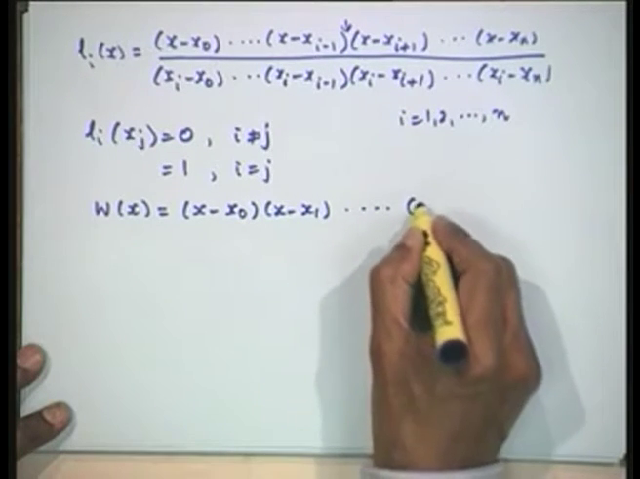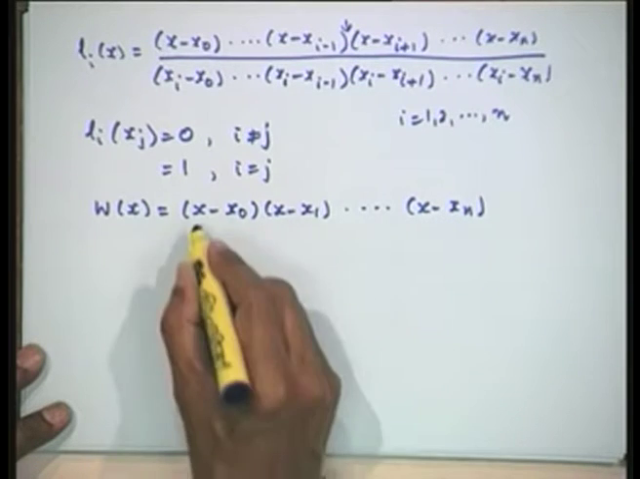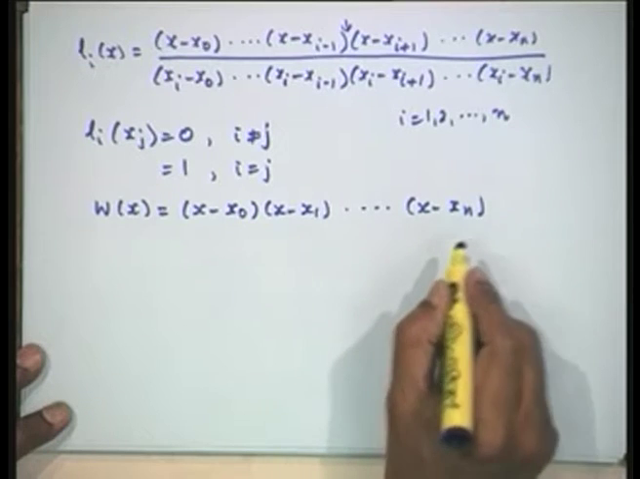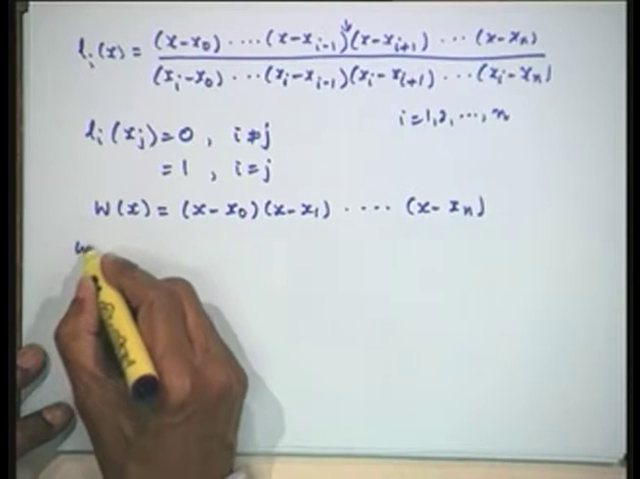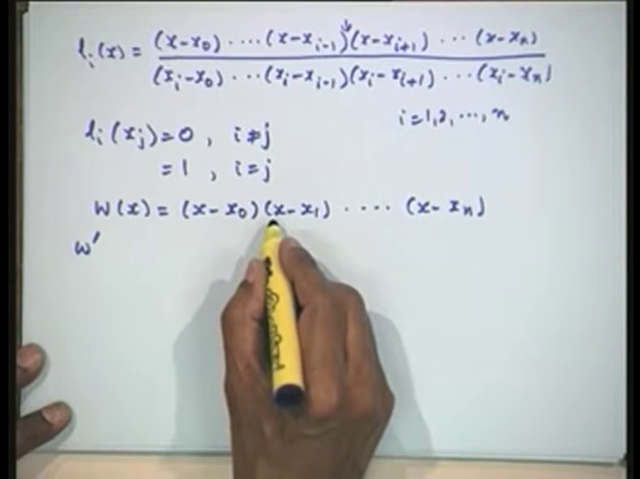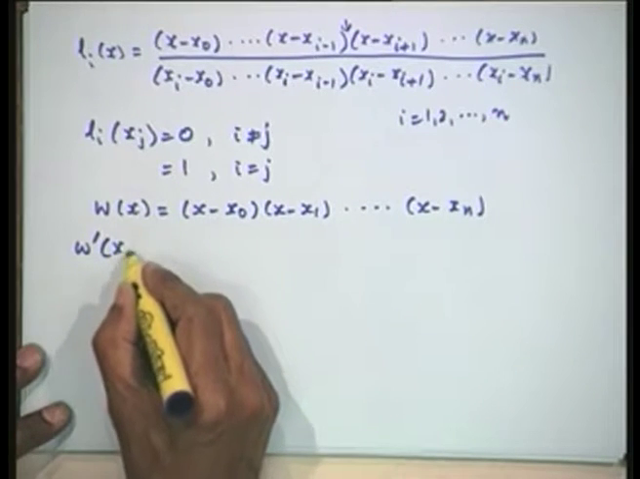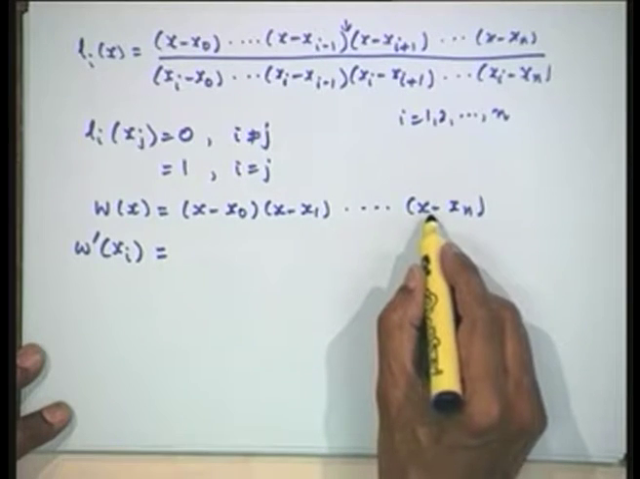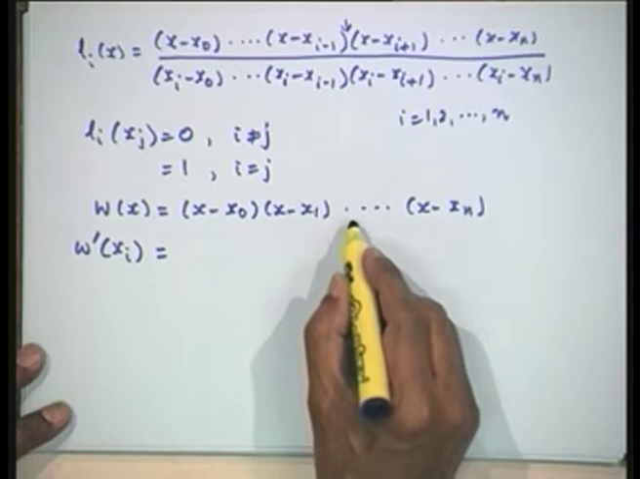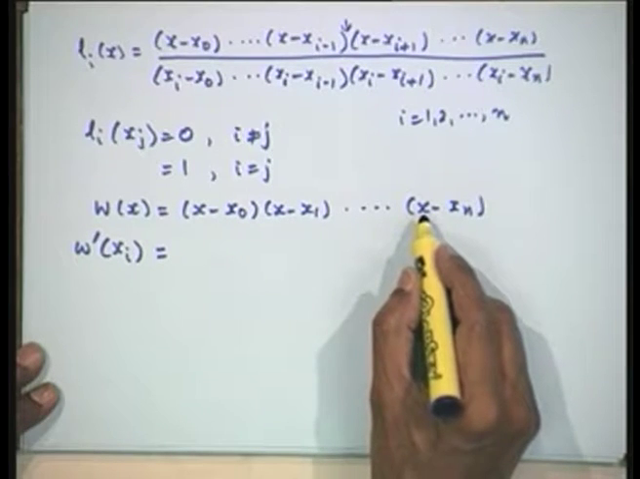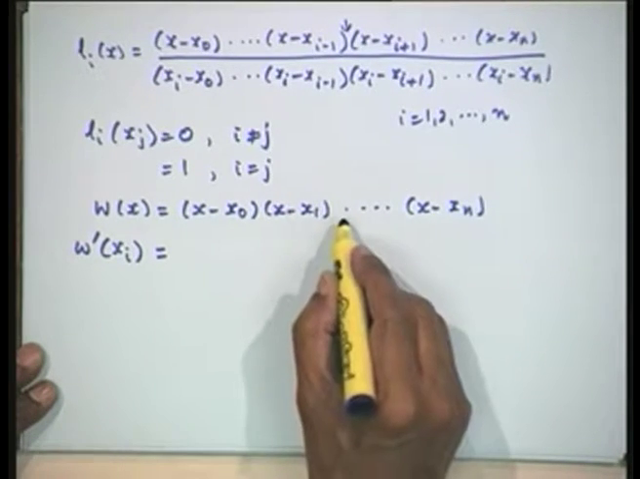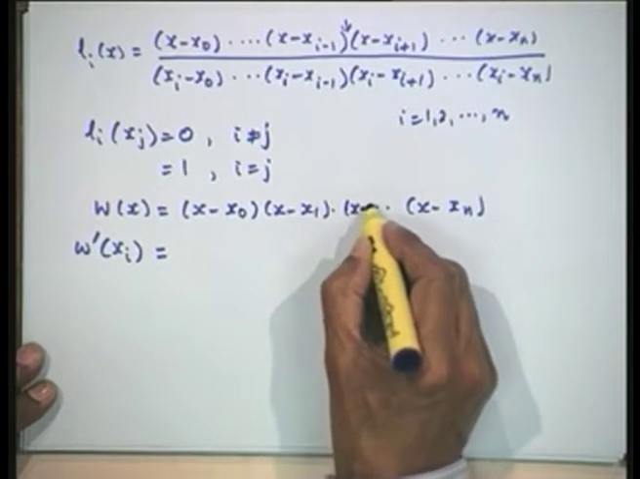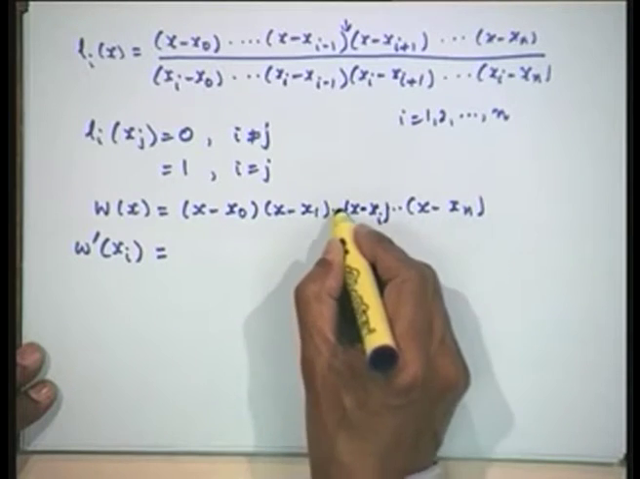So, these are the products using all the abscissas: x minus x0, x minus x1, and so on up to x minus xn. Then let us find out the derivative of this with respect to x, but at xi. These are n plus 1 factors. Therefore, if I differentiate, there will be n plus 1 terms. I will write down this particular factor here also, x minus xi.